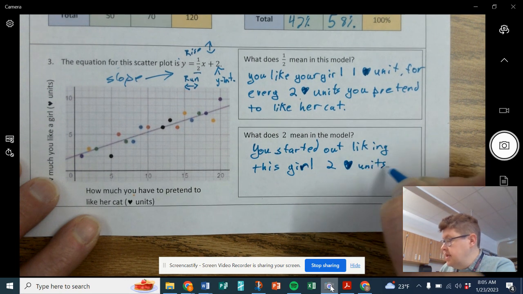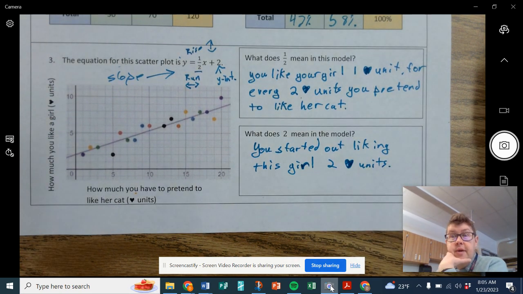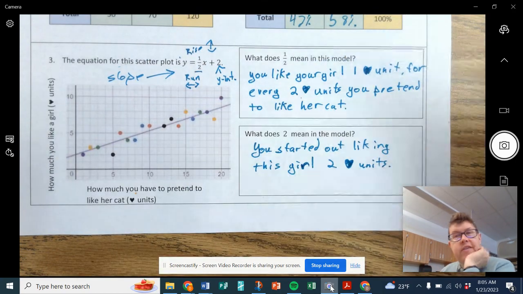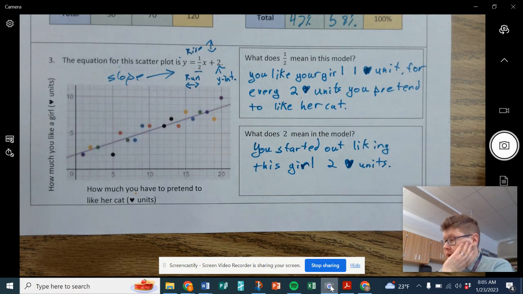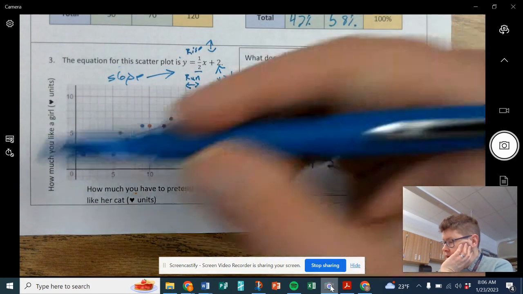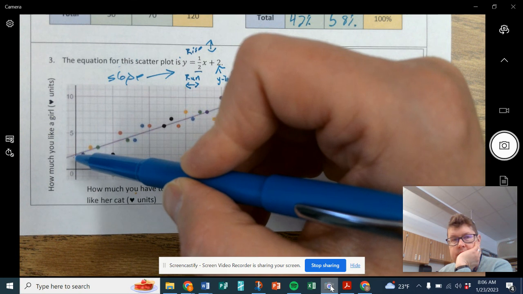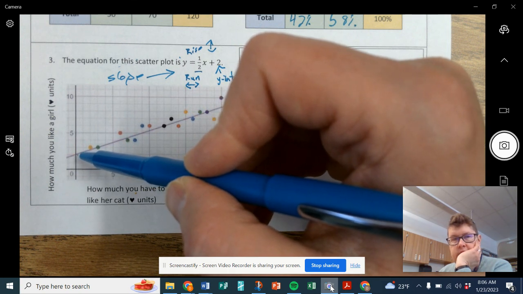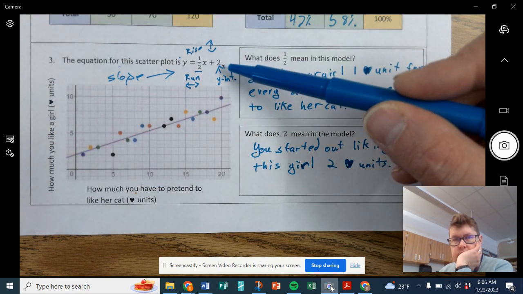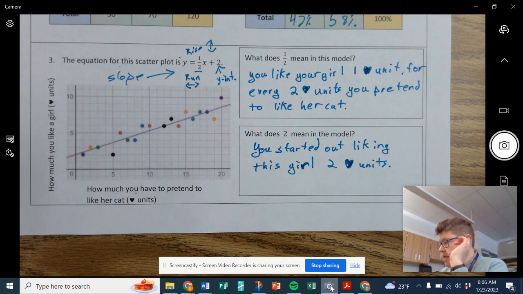I know this is kind of a silly way to show this, but all you do is look at the units on the y and compare to the units on the x. That's how you do the slope. And then for the y-intercept, you just look where it crosses the y-axis, right there at 2. So that's that 2 right there. That's it. That's what we're interpreting.